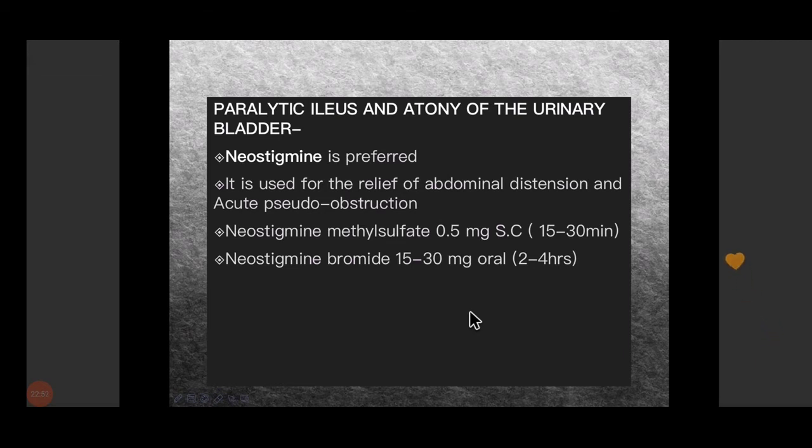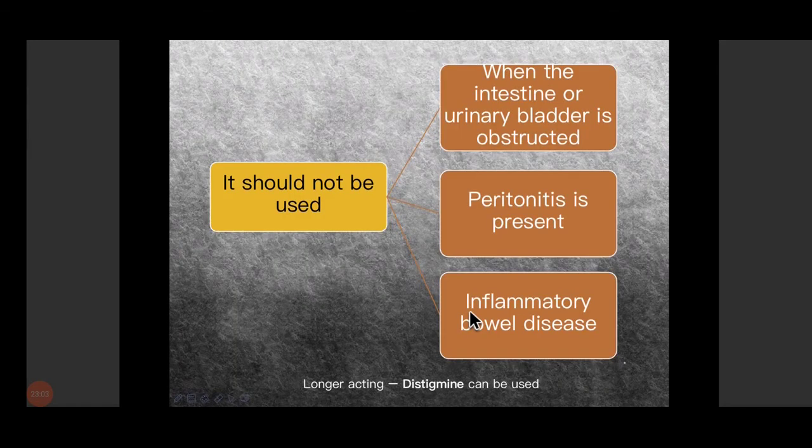We know this action through our knowledge of directly acting cholinomimetic drugs like bethanechol also. Carbachol we studied last time. It is also used for a similar purpose. Now, these agents should not be used when the intestine or bladder is obstructed. I told you last time also, they should not be used when there is a mechanical cause of obstruction, or whenever there is inflammation or infection.